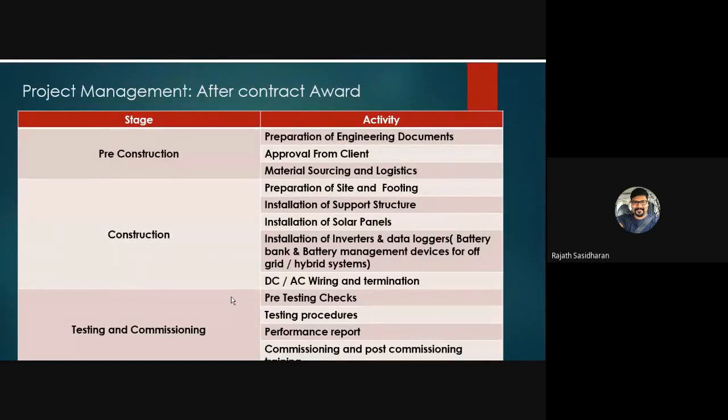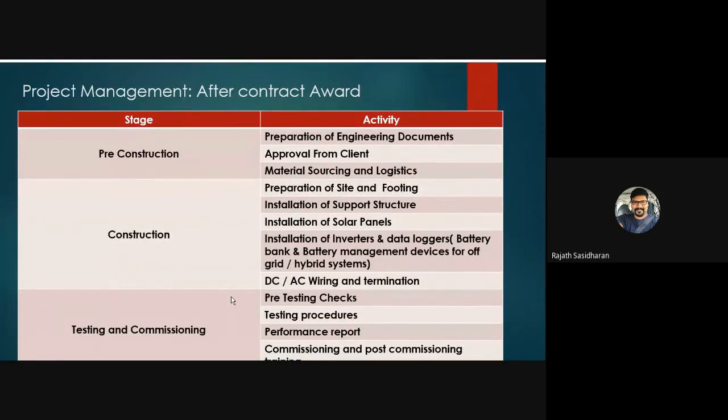During the construction phase, we always start by preparing the site and the footing. Footing means it could be a floating plinth on top of your roof, or it could be just a substructure used to tether the mounting frame to the roof, or it could be a big concrete block for on-ground installation, etc. The next is installation of the support structure.